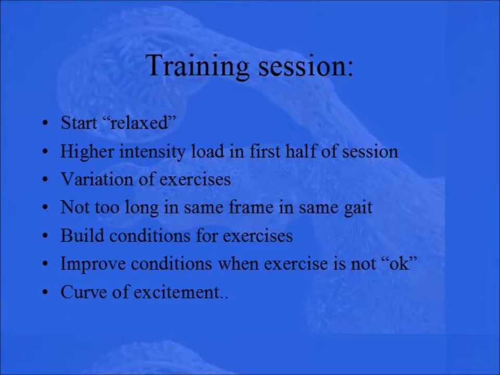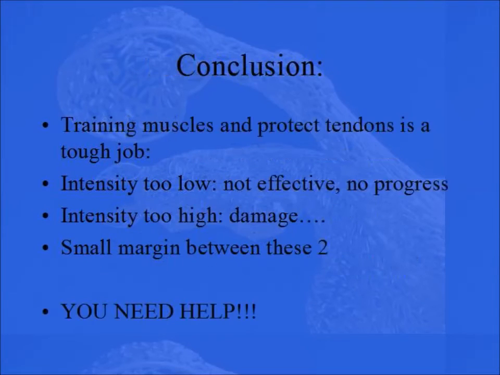When we think about how we do our training session, we start relaxed. Then you get a higher intensity load in the first half of the session because there's still a lot of muscle power there. You do some variation of your exercises, and not too long in the same frame in the same gait, because the changes, when you stretch a little bit, give the muscle options to get better blood supply. And you build conditions for your exercises, and when the exercise is not good, you try to improve those conditions first. And think about the curve of excitement. When he's constantly stressed, you don't do too much.